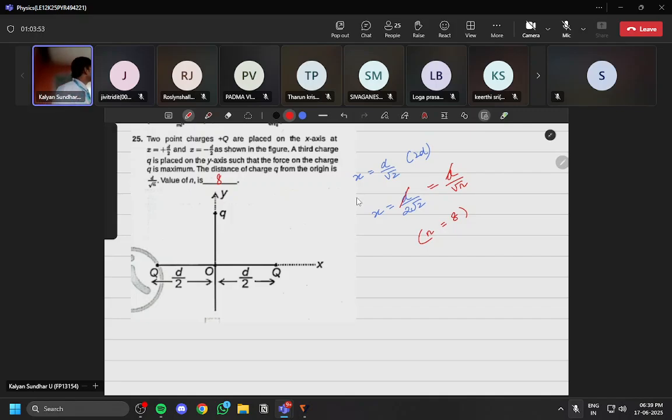Square both sides, n squared, 2 squared is 4. If you haven't known about this, it will be in our notes, in the first chapter itself. Electric field, or in your booklet also the same question is there. Step 2: how to find out the maximum force between two charges when the third charge is right, sir? Okay, right. So that's all about this.